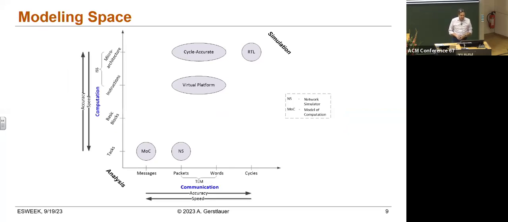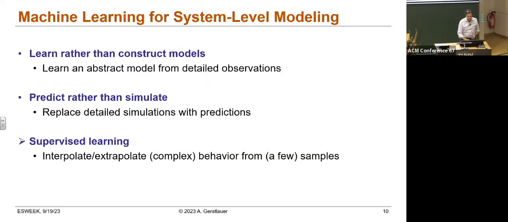And what we're hoping, obviously, is that with machine learning we can fill the gap between analytical and simulation-based modeling. Can we have a model that is as fast as an analytical approach while being as accurate as a detailed simulation, ideally? Can we get the best of both worlds? And can we fill that gap through machine learning?